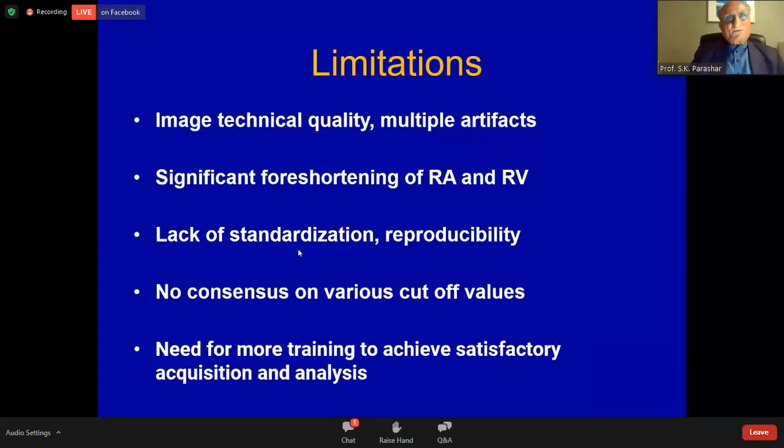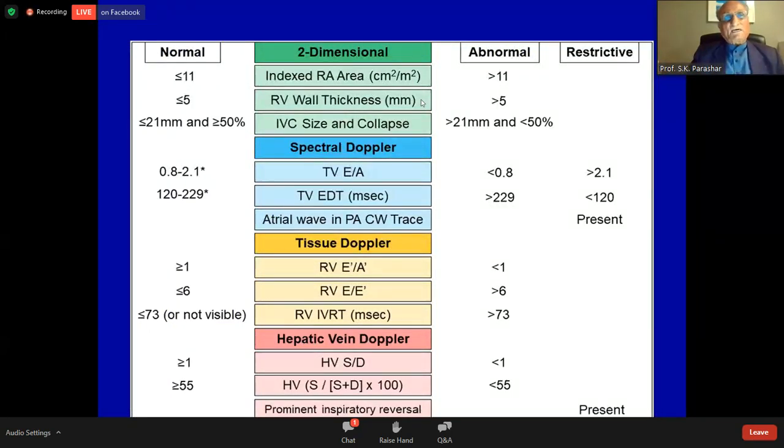But to be very frank, it is not done on a routine basis because of multiple limitations. So it is my personal view that it is more for research and conference purposes rather than day-to-day functioning, also because of a lot of technical limitations. So the summary of the RA function: whenever we give any function, we always give two-dimensional, spectral Doppler, tissue Doppler, and the hepatic vein. The time does not permit me to go into detail, but see every modality of the echo to get the RA functions.